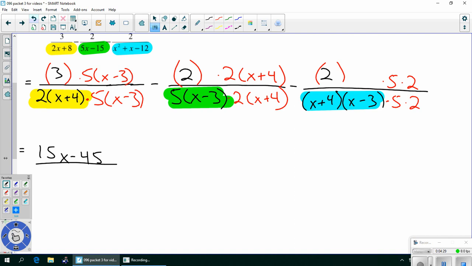Divided by, and then I'm going to write this denominator right here, but I am going to smush the 2 and the 5 together. I'll shuffle them to the front in my mind and just make it 10, and then x plus 4, x minus 3.